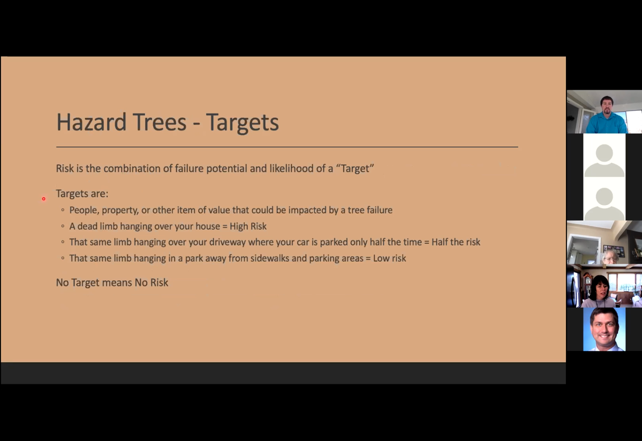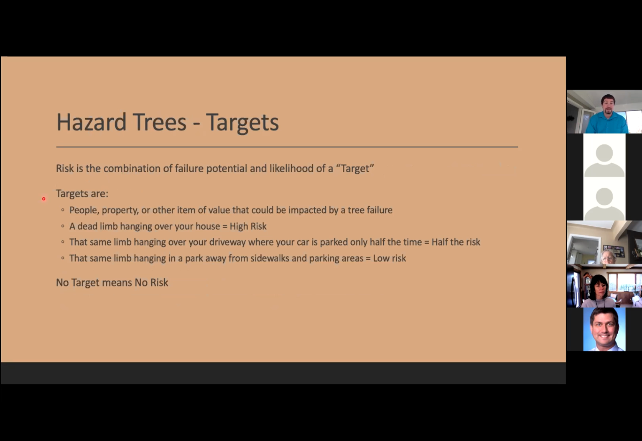The other part of a hazard tree is targets. If you don't have a target, you don't have a hazard. Targets are people, property, or other items of value that can be impacted if that tree fails. You don't have a hazard tree out in the middle of the woods where nobody's at, because if it falls, nobody knows, and that's okay.